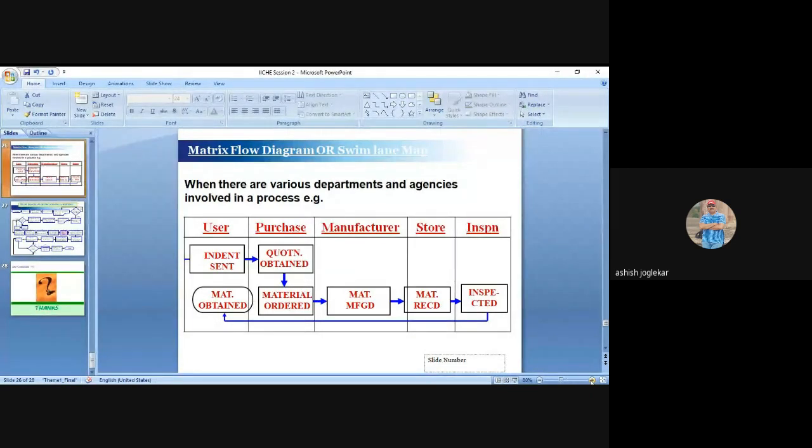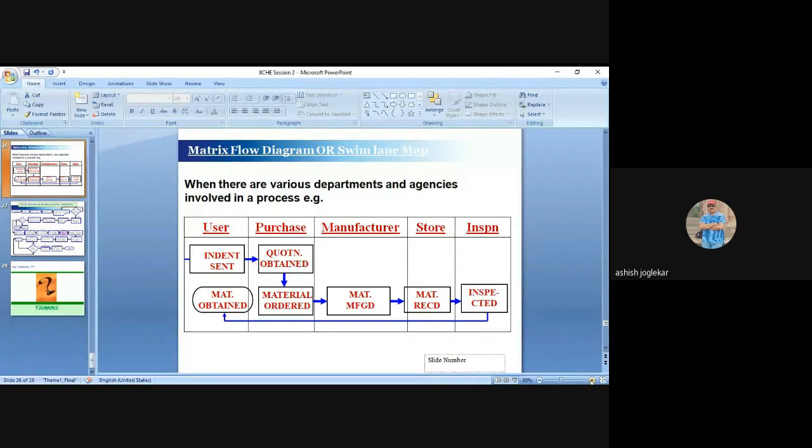A manufacturer will prepare the laptop and send it to stores. In the stores, inspect physically: the laptop is proper, the charger has come with it or not, the mouse is there or not, whatever is there. Then inspection will come and see. You have a checklist. You will check 10 items and then give it to the user. So this is a map at a higher level. But if you go into detailed mapping, you will find that there are 40 steps in this map.